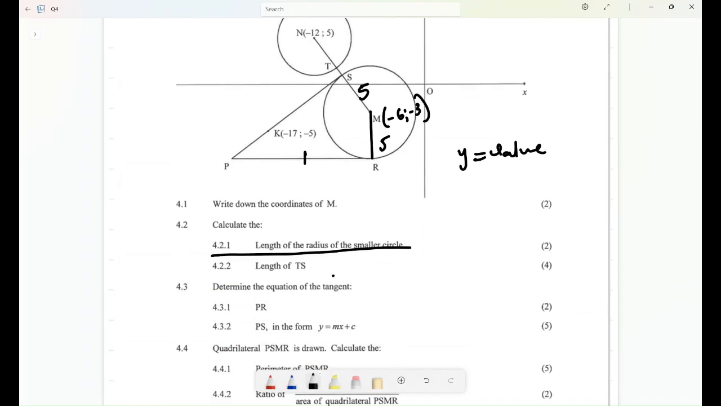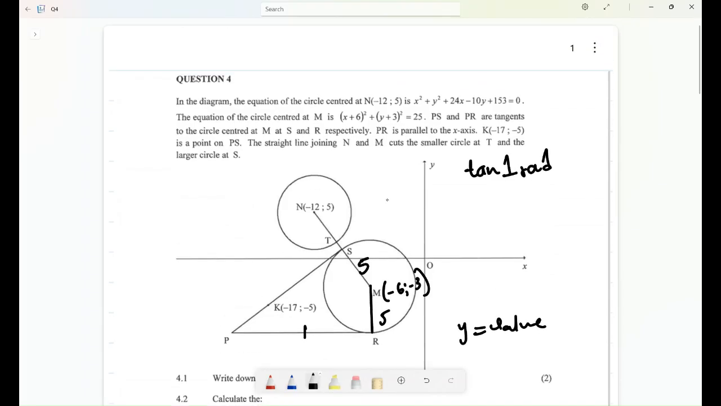Question 4.2.1: calculate the length of the radius of the small circle. So they want the radius, right? So how can you get the radius here? Here is that equation, right? So let's just take this equation and put it in this form.